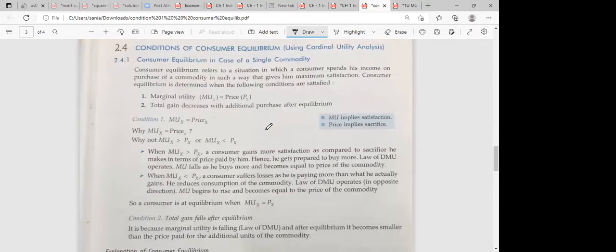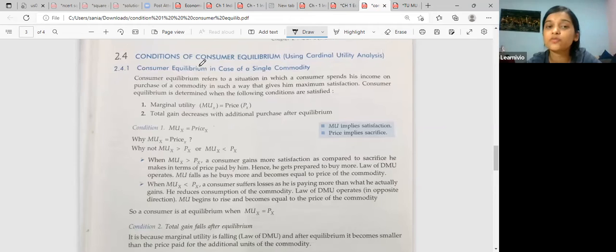Good. So now, ma'am, what are the conditions? The conditions of consumer equilibrium in case of a single commodity. These are the two conditions. First, your MU, the marginal utility, should be equal to your price. That is the first condition. MU basically means satisfaction, so in brackets you can write MU implies satisfaction, and price means the sacrifice. Clear? If you are spending your money, then you are making a sacrifice. Somewhere you are giving up that money. It is like you worked so hard to earn it, but now you are purchasing something, right?